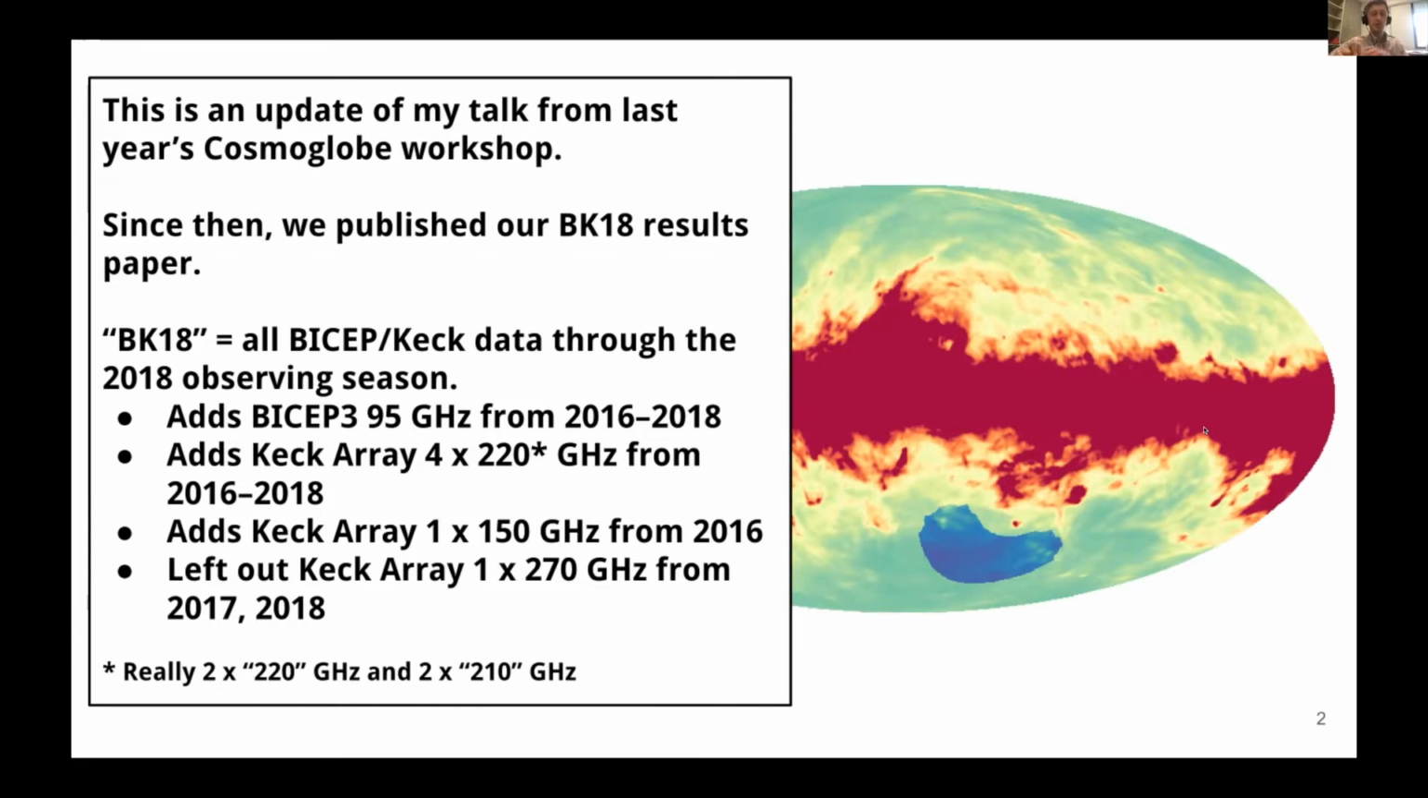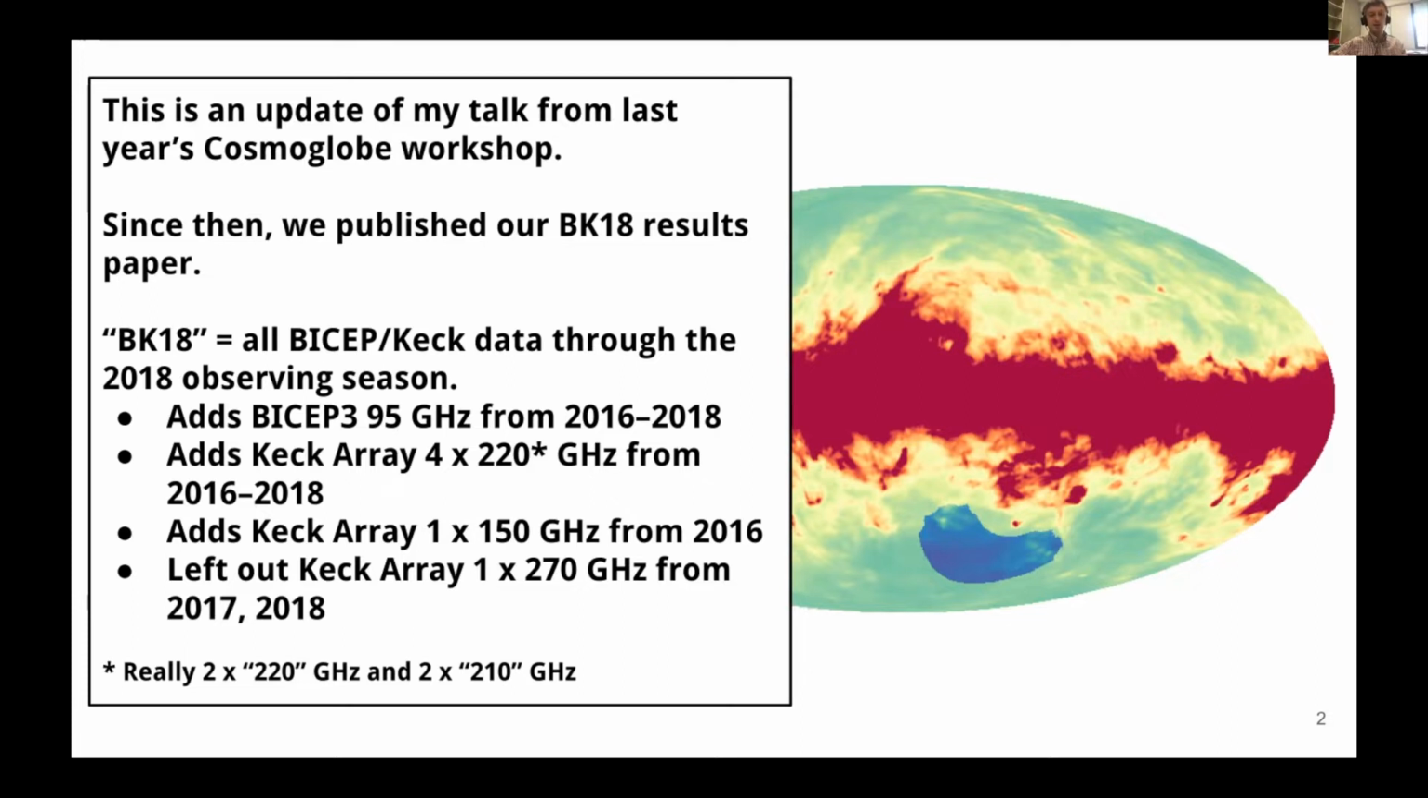I'm going to use the phrase BK18 a lot, but that's just shorthand for all of our data, including and through the 2018 observing season. This goes back to 2010, the first season of BICEP2, so this is 9 years of integrated data from the South Pole. Over that time, the instruments we've been operating have evolved.